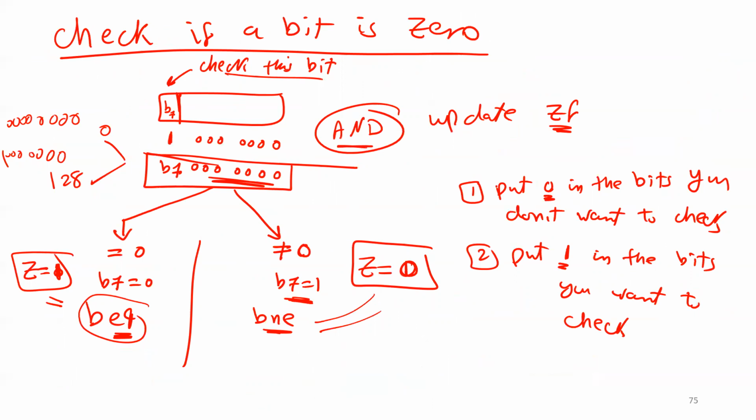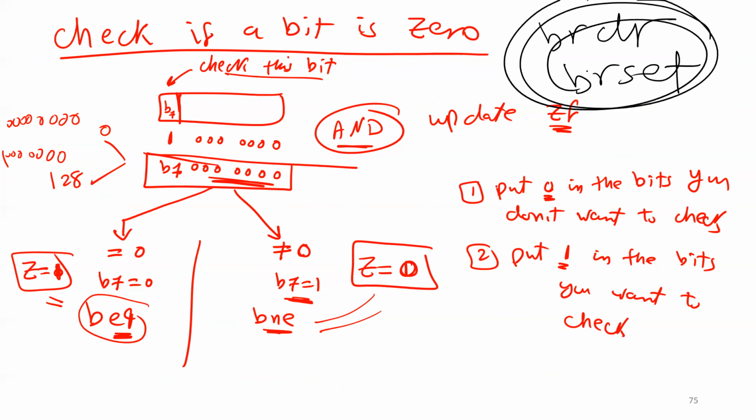I'm going to explain it in two different ways. I'm going to explain branch if clear, branch if set. I already explained this one before, but I'm going to say it again. And now I'm going to explain how you can do it using logic AND. This is how you can check if a bit is 0 or 1.